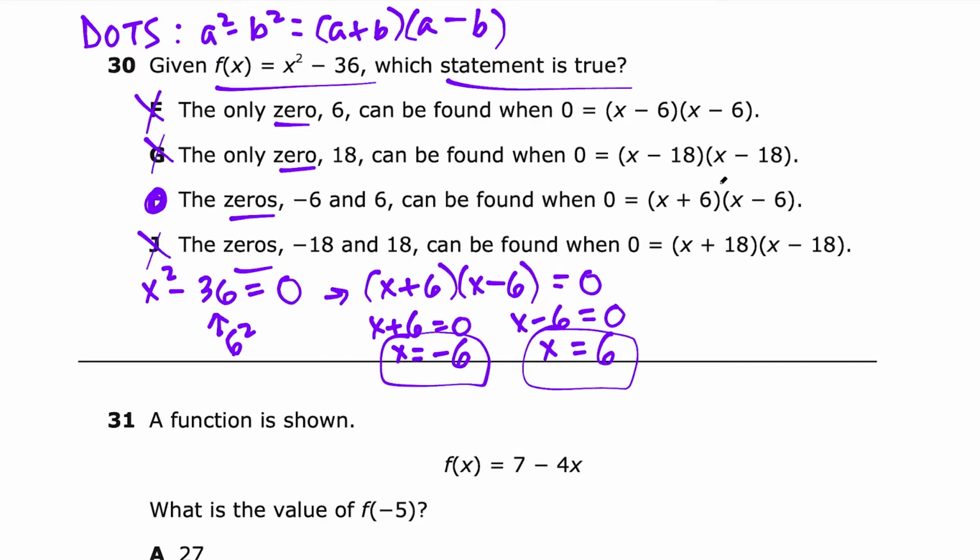But if we look at the rest here, see how they factor this correctly. 0 equals x plus 6, x minus 6. This gives us the line that we had here. So I know that this answer choice is good.